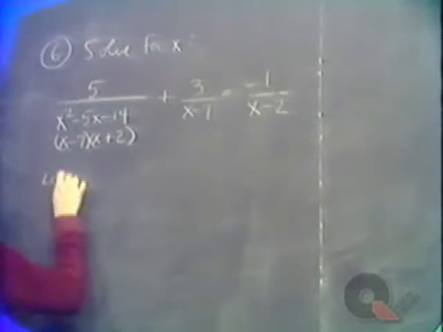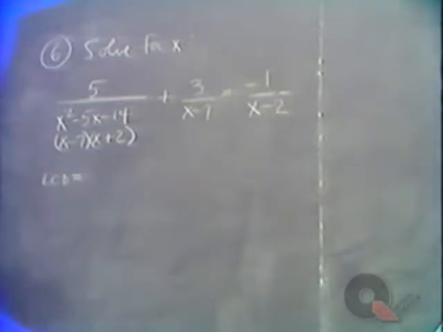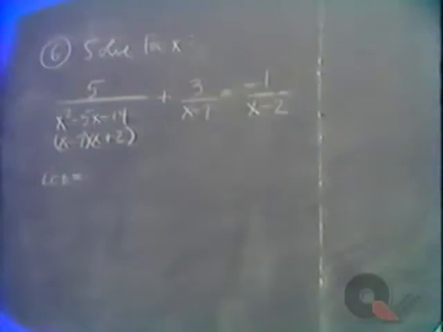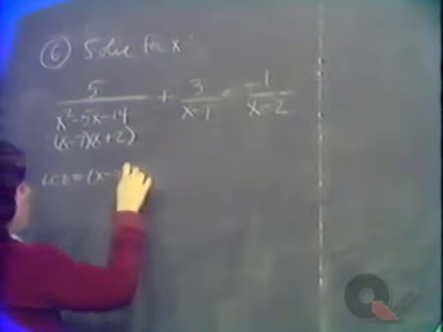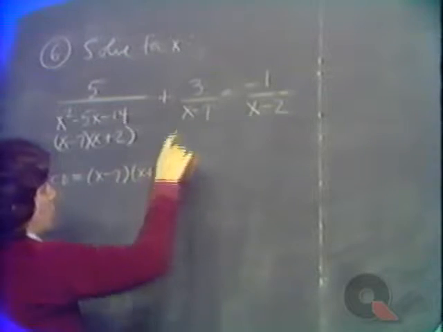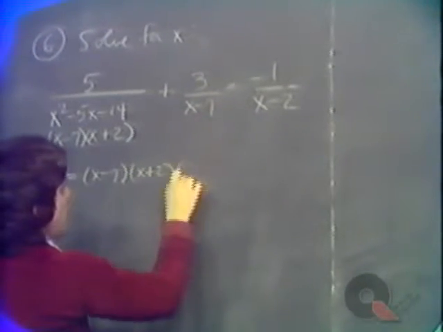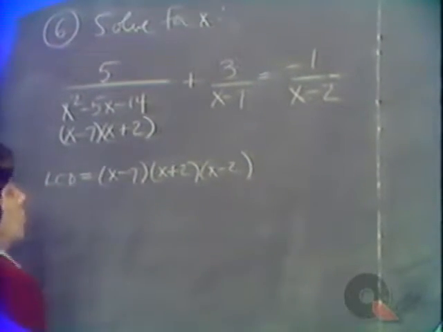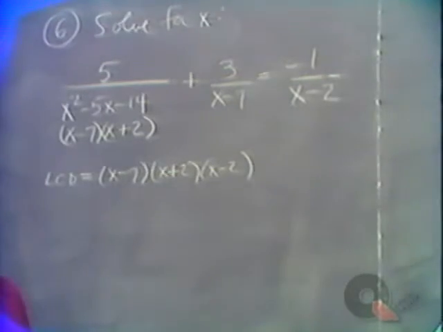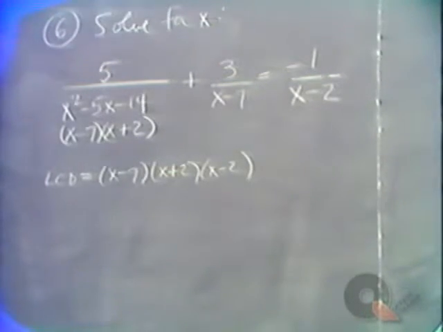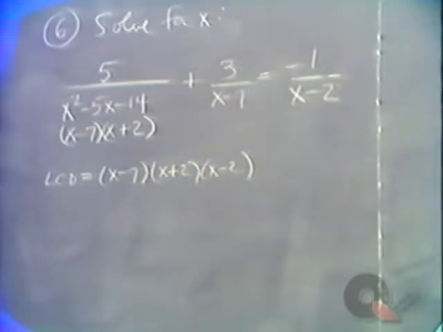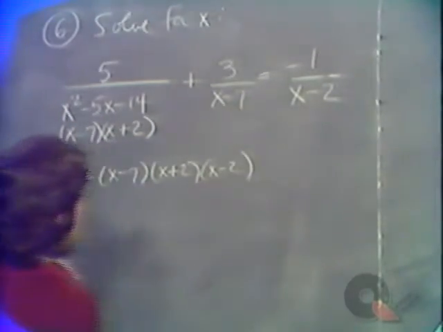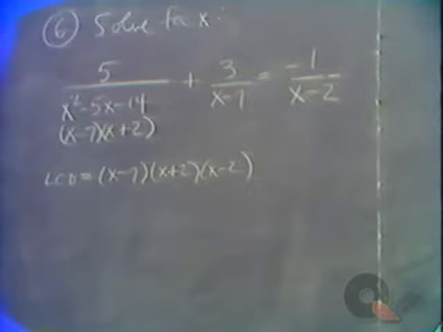Then the LCD, we'll take each factor the greatest number of times it appears in any one denominator. We need x minus 7, we need x plus 2. We have the x minus 7, and we need x minus 2. We need both the x plus 2 and the x minus 2. And we're going to multiply both sides of this equation by this quantity, which means each term gets multiplied by this.